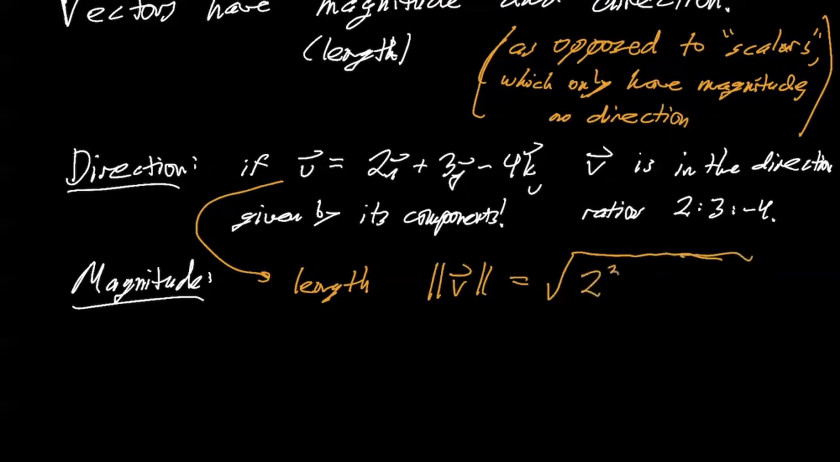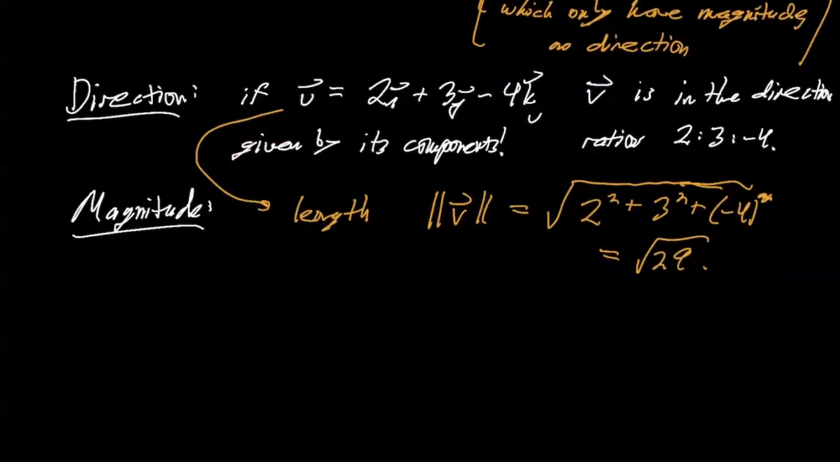So it's the square root of 2 squared plus 3 squared plus -4 squared. If you work that out, you get 4 plus 9 plus 16, which is 29. So it's the square root of 29. So that's the length.